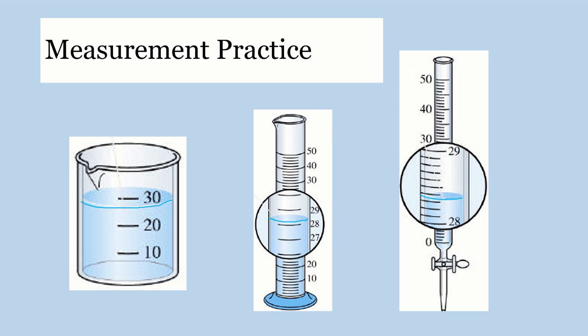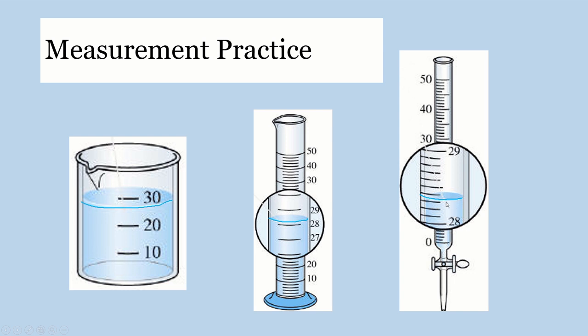So here we have three different instruments in order to measure volume. We'll say that we have water in these things. So these are three different instruments to measure volume. The one on the left here, this is a beaker, right? We all know what a beaker looks like. It does not have very many graduations on there. The center one here is our graduated cylinder, pretty tall, 50 milliliters total. And then the one on the right is probably a new piece of material.